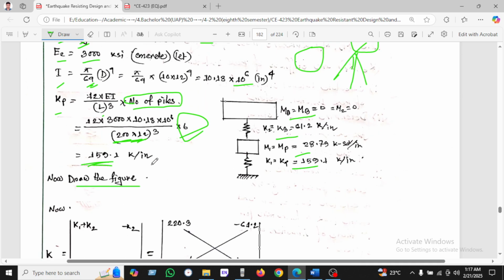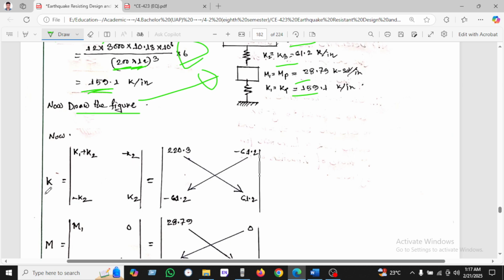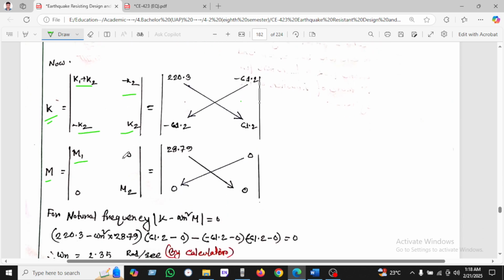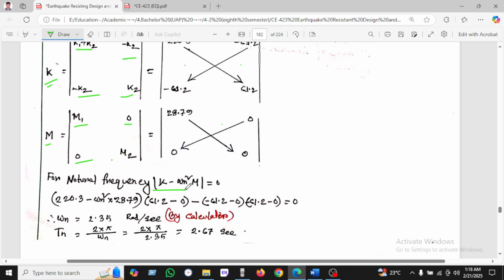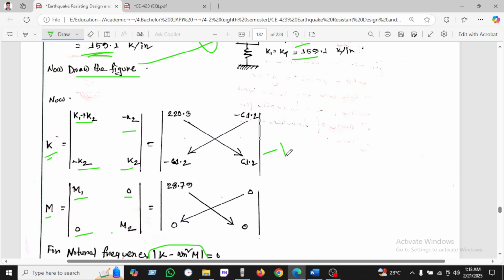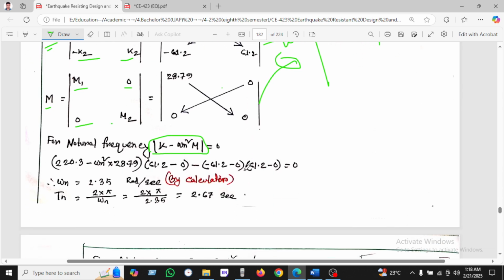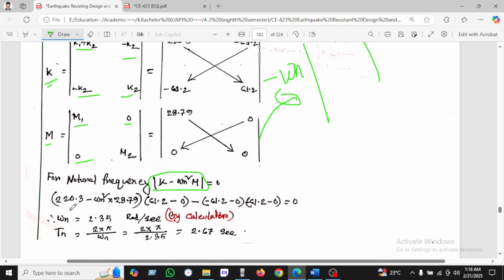Now we'll draw the diagram here: M_B, K_B, M_1, K_1, M_P. Now we'll see here K equals K_1 plus K_2, minus K_2, minus K_2 and K_2, and putting in, we find this value. M equals M_1, 0, 0, M_2, and we'll find it here. Now for the natural frequency we use K minus omega squared into M. So if we use minus omega squared into M, the value is here. After taking this, we have found this value.